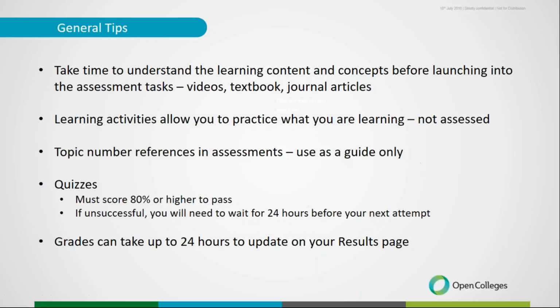All right, there are 3 assessments per module, all the modules have 3 assessments. The first is a quiz. In the quizzes, you must score 80% or higher to pass. If you're not successful and you score 70% or 60% or something like that, then you'll just need to wait 24 hours and then you can have another attempt. And when you do have your next attempt, you only need to answer the questions that you either got incorrect or partially correct from your first attempt. It will automatically save the correct answers.